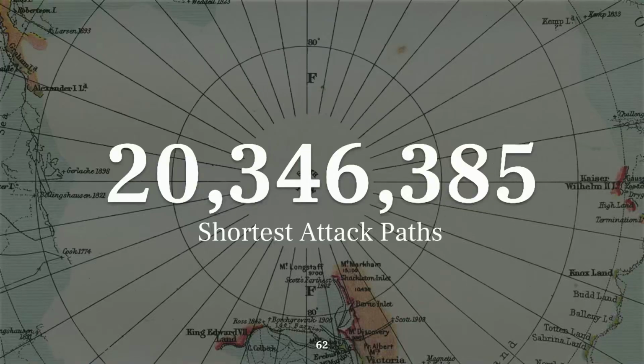So, shortest attack paths we look at in customer environments, and this is how many attack paths we found in one of those networks. This network had 8,000 computers. All of the possible shortest attack paths from any user to domain admins, the domain root, the domain controller, whatever. 20,346,385. I don't know about you, but I don't want to go through each one of those.